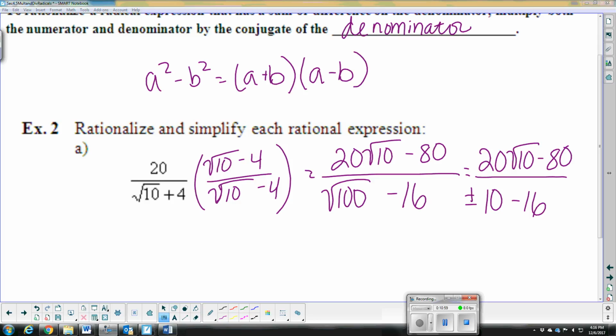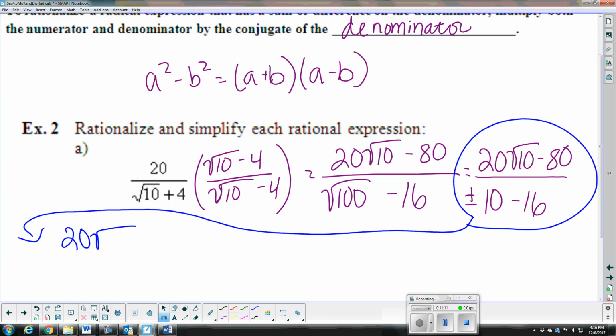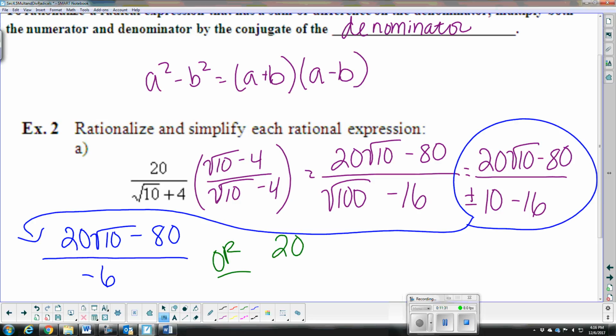All right, so let's continue this. We're going to move this all over here to simplify. So we've got 20 times the square root of 10 minus 80 over positive 10 minus 16, which is negative 6, or 20 times the square root of 10 minus 80 over negative 10 minus 16, which is negative 26.